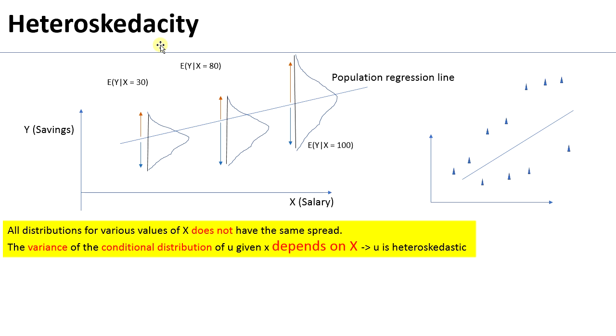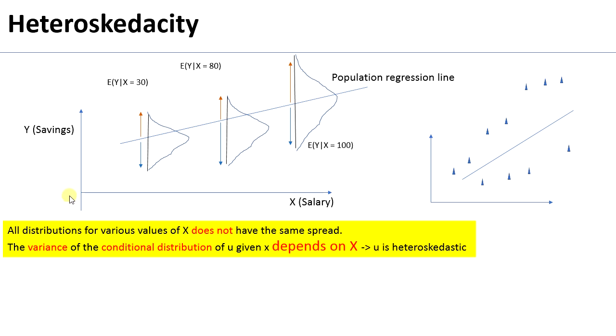Basically, when we talk about heteroskedasticity, again we are talking about the error terms. In a linear regression model, if the variance of the error terms, in other words, the variance of the conditional distribution of u given x, depends on x, then the error term is called heteroskedastic.